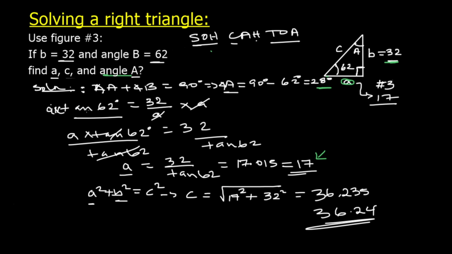And we couldn't use sine or cosine to find A because they both deal with the hypotenuse, and we didn't know the measurement of the hypotenuse yet. Therefore we used tangent, the TOA part, and solved for A. And finally we used the Pythagorean theorem to solve for C.